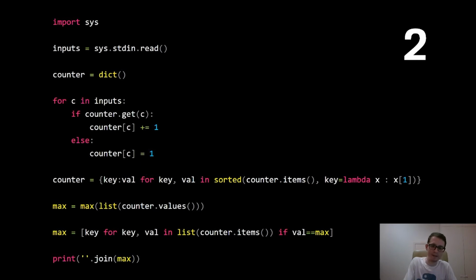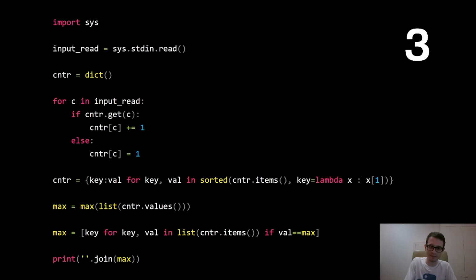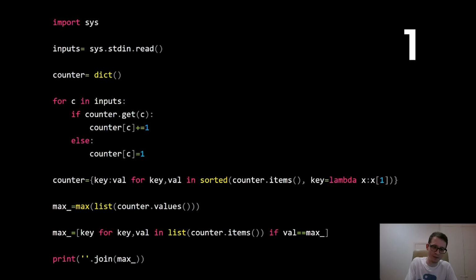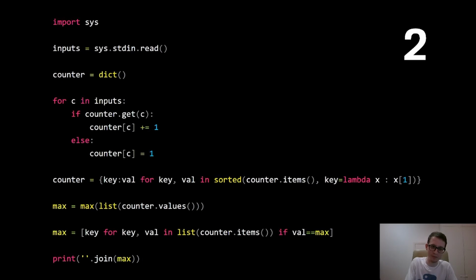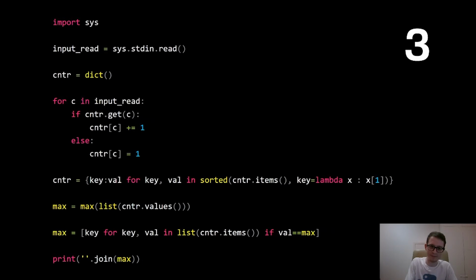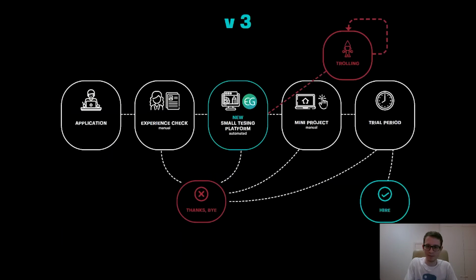Now, we rejected that one as well at a later stage, and this is what we got. This is also almost identical. The name of one of the variables is changed. Maybe two variables. Again, version 1, 2, 3. Okay, so this is how version 3 looks in the end.